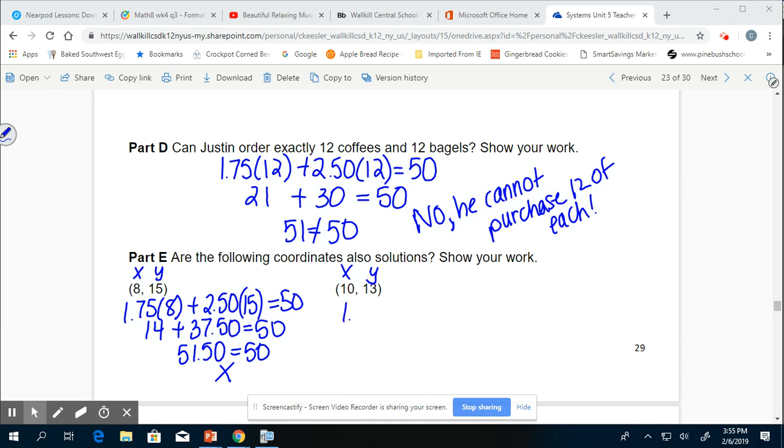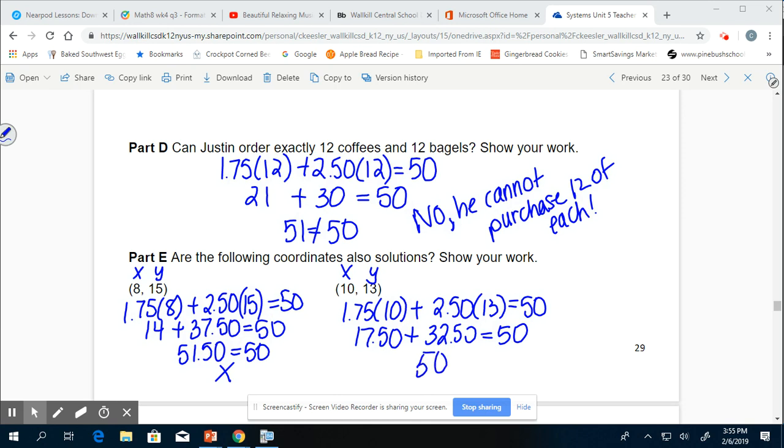Over here, 1.75 times 10 plus 2.50 times 13 equals 50. 1.75 times 10 is 17.50, plus 2.50 times 13 is 32.50. And if we add those together, we do get $50. So he could purchase 10 coffees and 13 bagels.